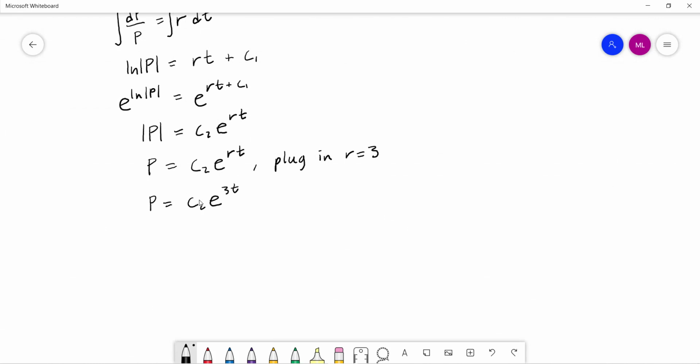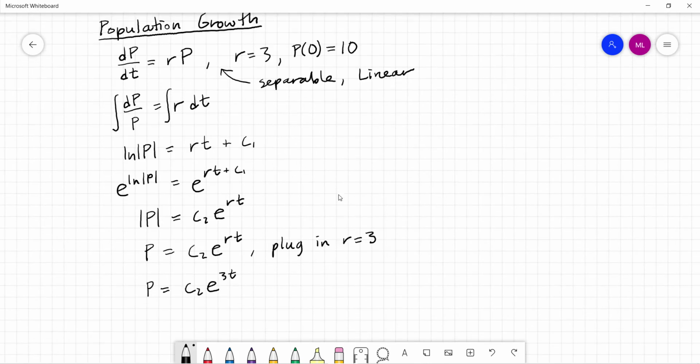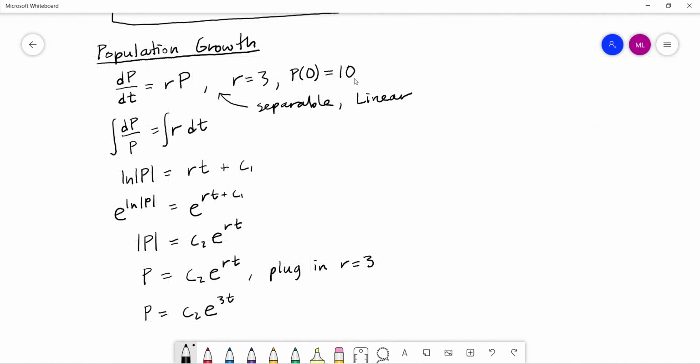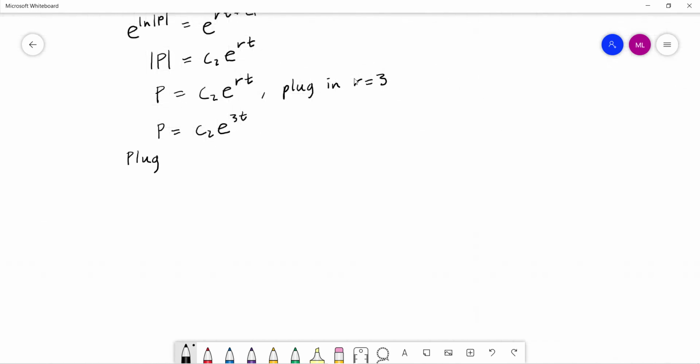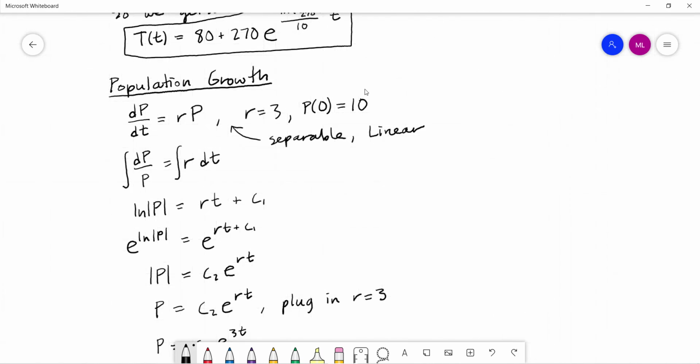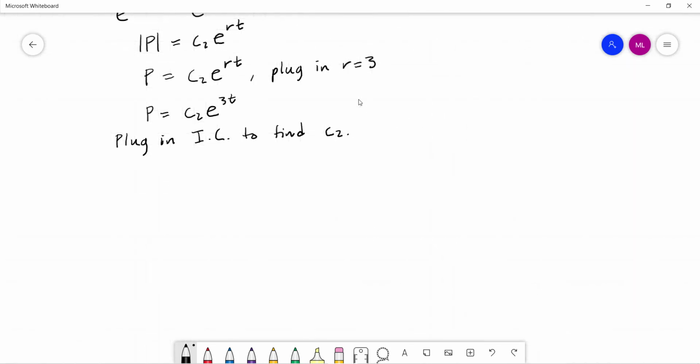And sure enough, we only have one unknown constant. And that can be found using our one condition that's been given. So using our initial condition, plug in the initial condition to find what we're calling c2. So I know that at time 0, the initial population was 10. So p of 0 equals 10 is going to imply that when I plug in t equals 0, the value of p should be 10. So I've got 10 equals c2 e to the 3 times 0.